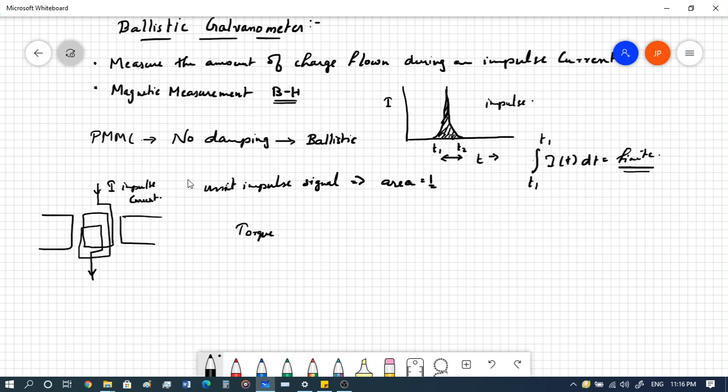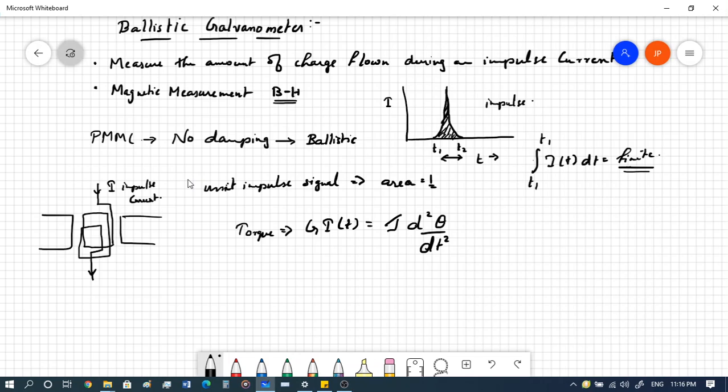So a torque will be produced, and the torque will be equivalent to G into I of t, where G is B into A into N, the constant G, which is BAN, into I of t. This will be equal to the moment of inertia, J into d square theta by dt square, due to the torque. So this is the general equation that we can write over here.